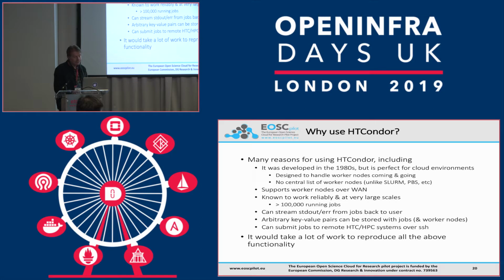The reason why we're using Condor is that, well, Condor was developed a long time ago, back in the 1980s, but it's actually perfect for cloud environments. Unlike things like Slurm and PBS, there's no central list of worker nodes. You don't have to have the same configuration file everywhere. It's designed to handle worker nodes coming and going. In particular, you can have worker nodes over the wide area network and on the public internet without any problems. You don't need to have VPN or anything. People have been doing that for many years securely, and it works very well. And it does work at very large scale. Some of the LHC experiments have it running at 100,000 or 200,000 jobs level, and that works well.